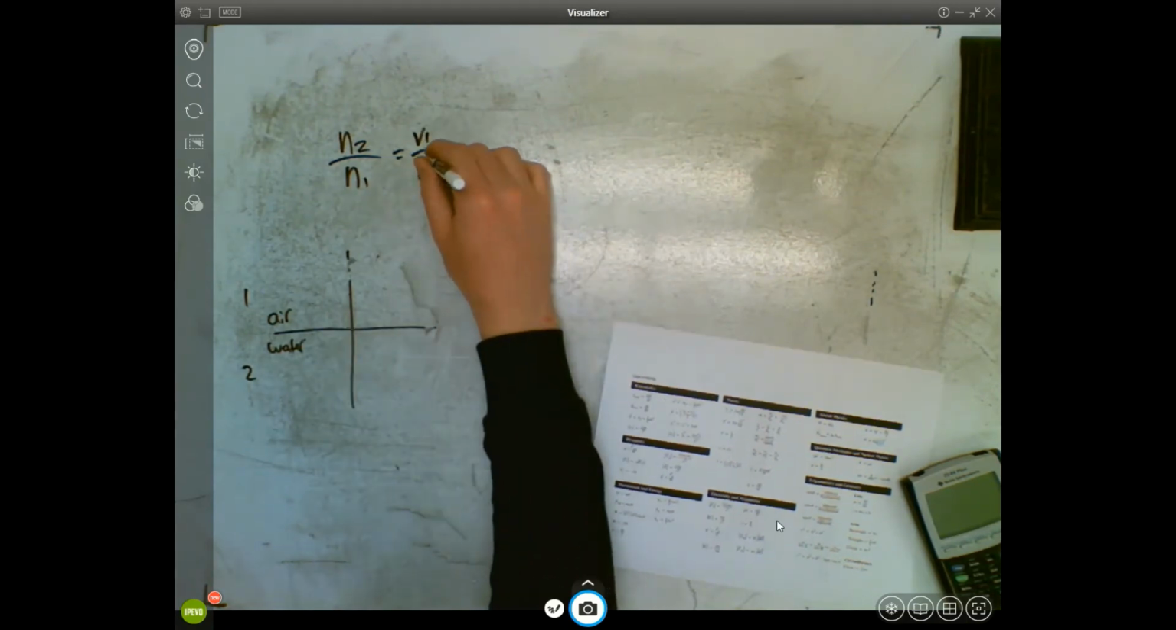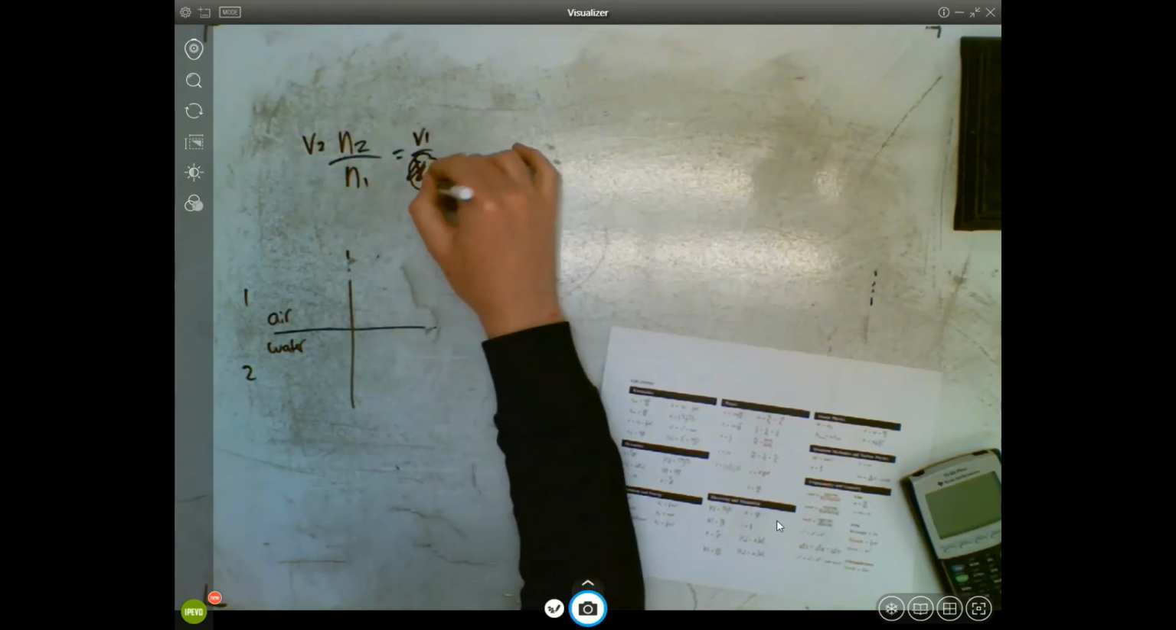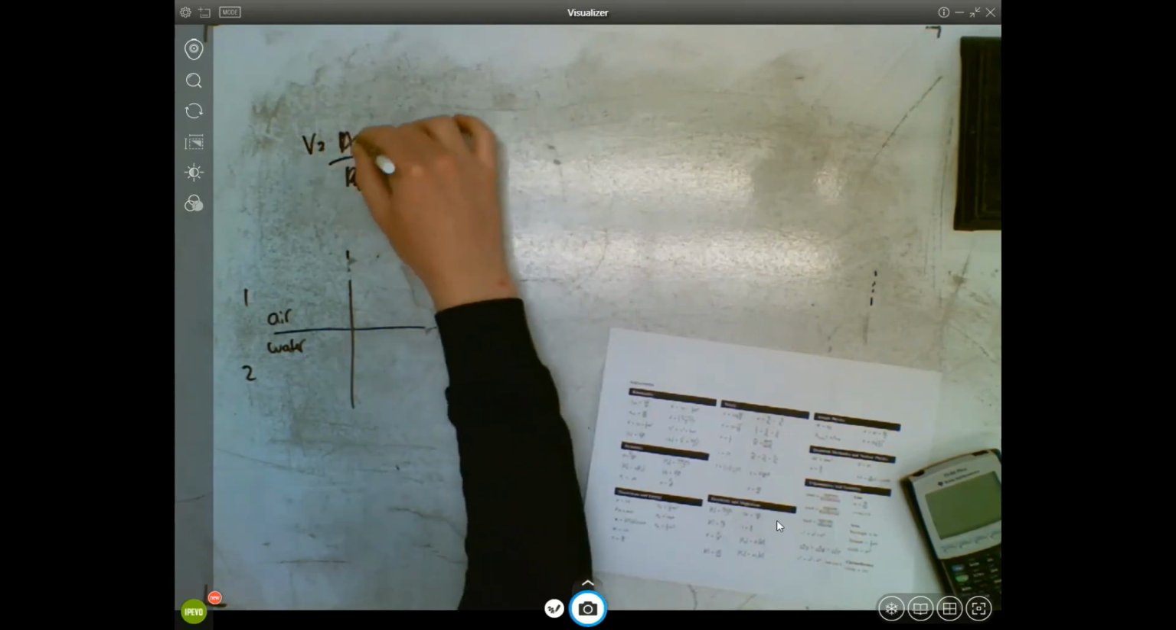So we want to find out v2. So I'm going to move v2 up top. I'm going to move n1 up top. I'm going to move n2 down below, like that.